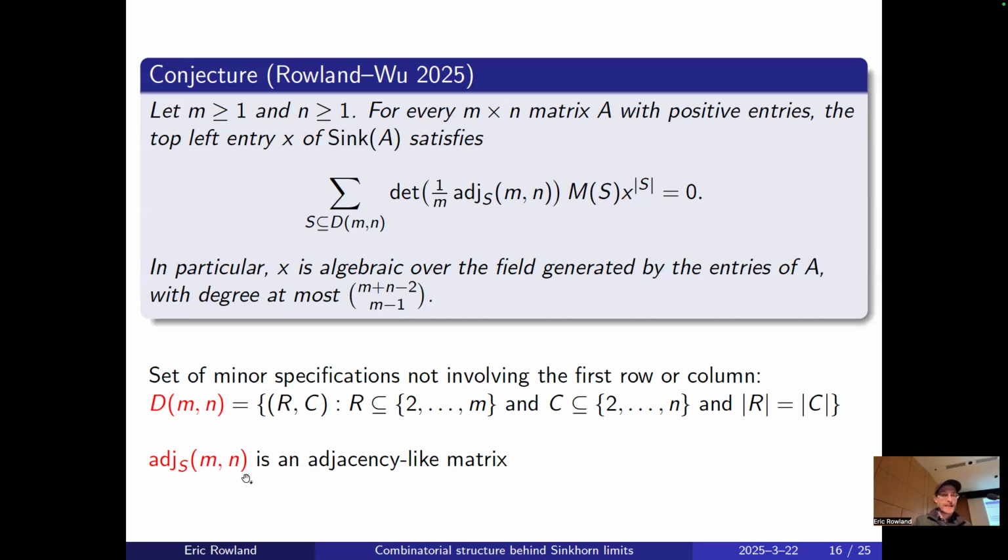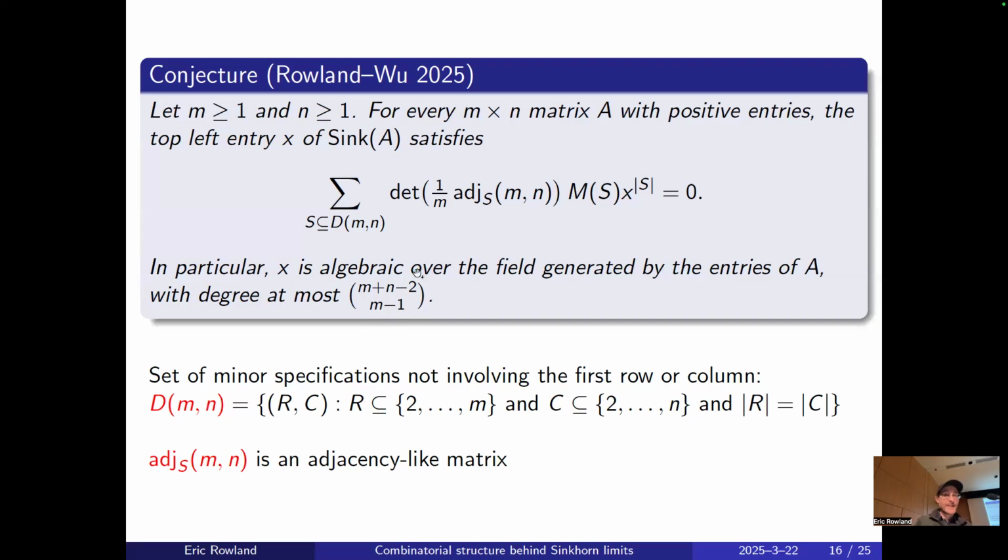So this is an adjacency-like matrix reflecting S. So remember, S is a set of minor specifications. M and N are the size of the matrix you're looking at. This is the set of all minor specifications for an m by n matrix that don't involve the first row or first column. So you pick a set of rows that don't involve the first row, you pick a set of columns that don't involve the first column, and you need to have the number of rows and the columns be the same because you need a square matrix to take the determinant. So this is what you're summing over.